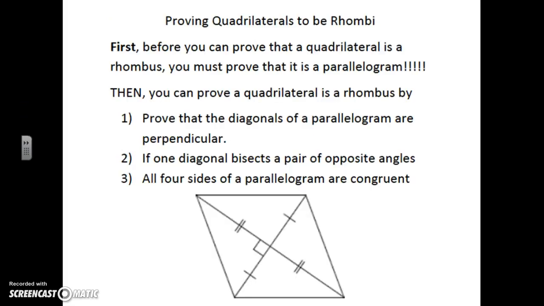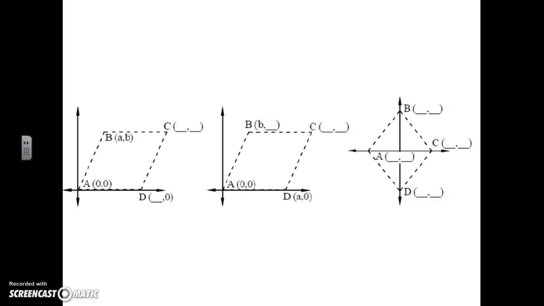Now, if I want to prove something to be a rhombus, I first have to prove that it's a parallelogram. Then once I know that it's a parallelogram, I can prove that a parallelogram is a rhombus using three methods. I can prove that the diagonals of a parallelogram are perpendicular. I can prove that one diagonal bisects a pair of opposite angles. Or I can prove that all four sides of a parallelogram are congruent. That's our definition of a rhombus.